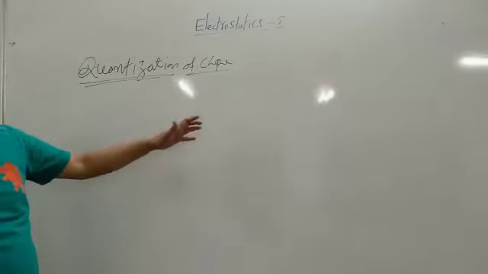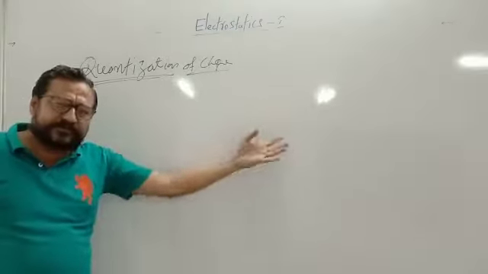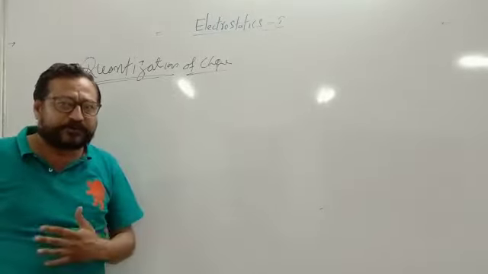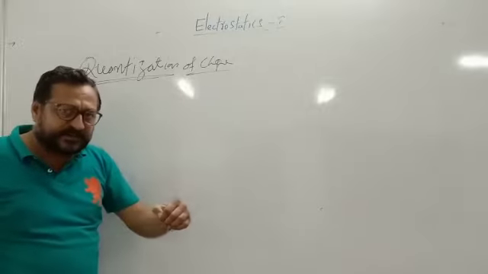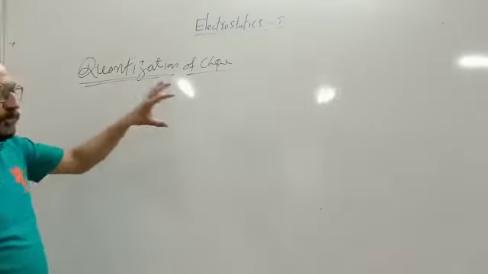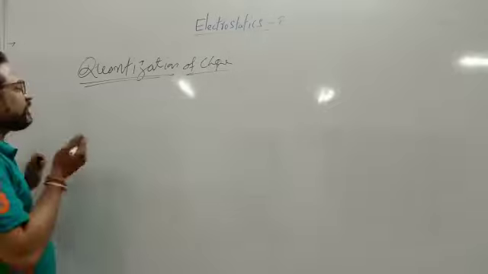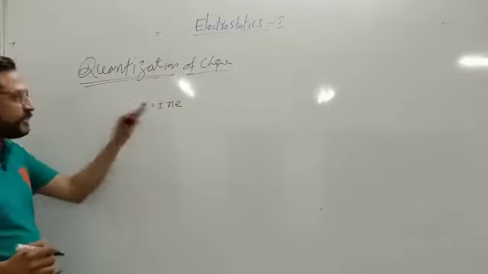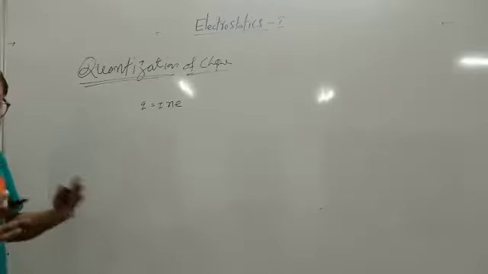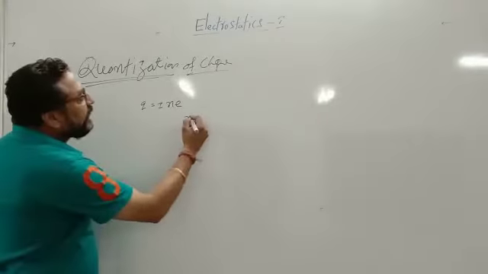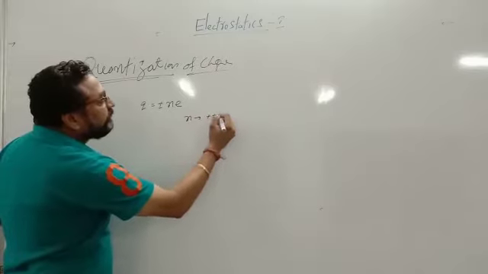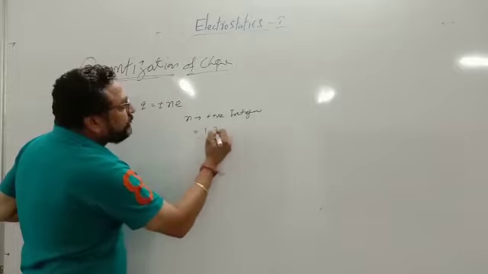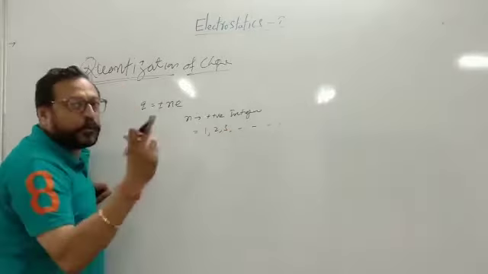Very simply, one electron is shifted, two electrons are shifted, therefore a whole number of electrons will be shifted from one body to another. In this condition we say that in the phenomenon of quantization, the concept is Q is equal to plus or minus Ne. This is quantization. What do you mean by this concept? N is a positive integer, that means its value is 1, 2, 3 and so on. This is a whole number.